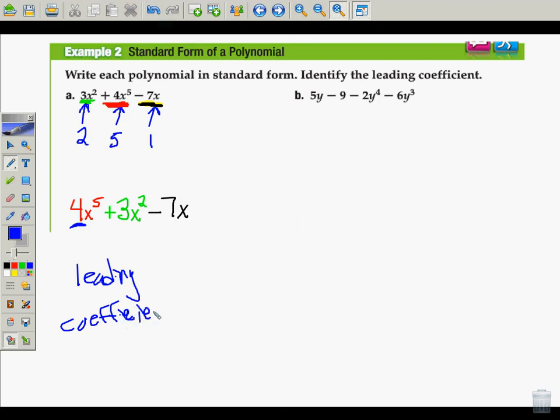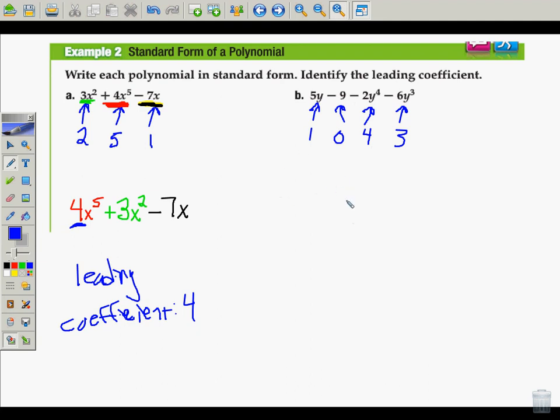So let's look at part B. We want to put these in order. So first thing we got to do is identify the degrees of each of our monomials. So each term we want to know the degree. So first one has a degree of 1, second term has a degree of 0, third term has a degree of 4, fourth term has a degree of 3. So now I go 4, 3, 1, 0. I got to put them in order of highest degree to lowest degree.